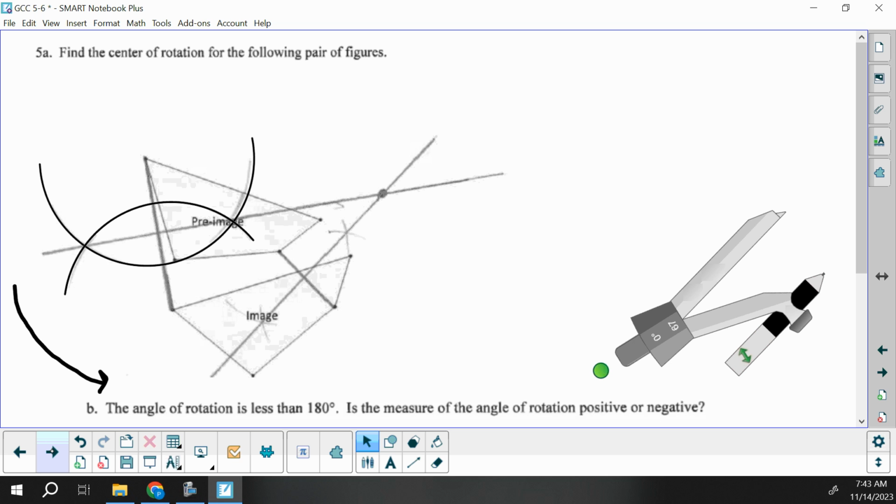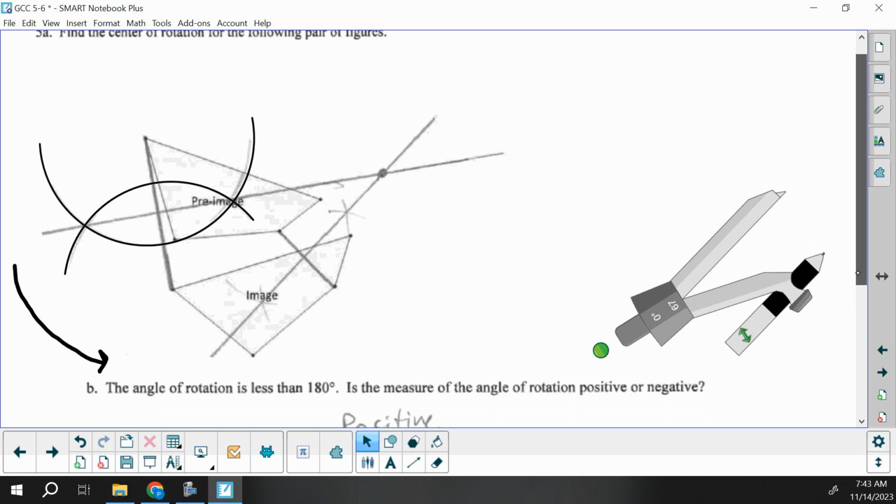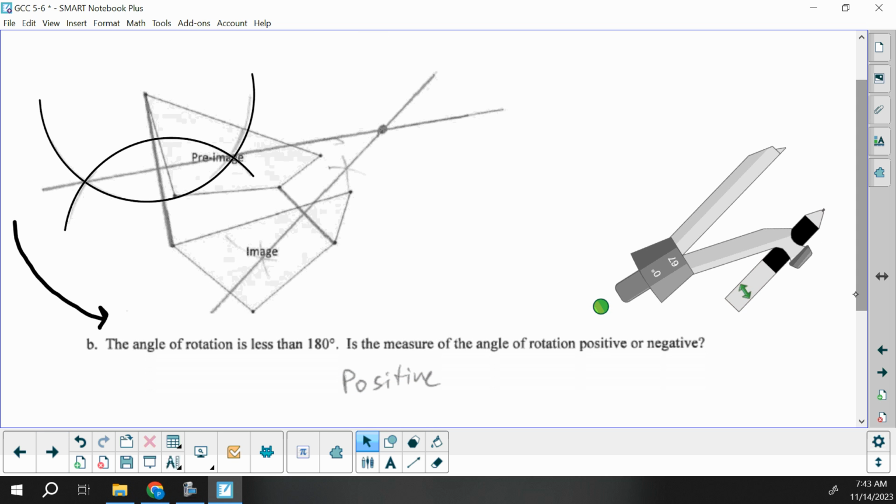For the center of rotation, we basically do what we just did for a line of reflection, but you have to do it twice. And where those two perpendicular bisectors intersect, that is your center of rotation. So notice this arrow here. Our pre-image to our image was going counterclockwise, so that would have been a positive degree rotation.